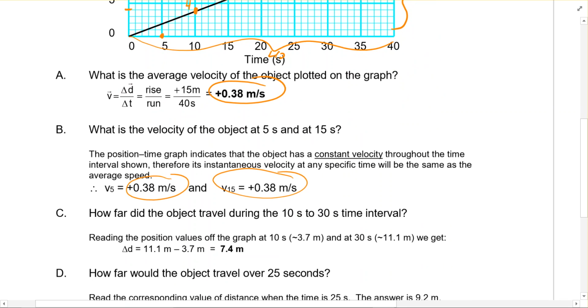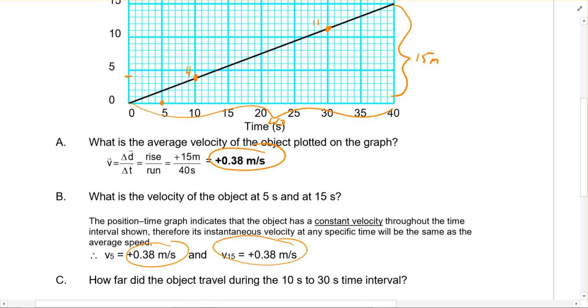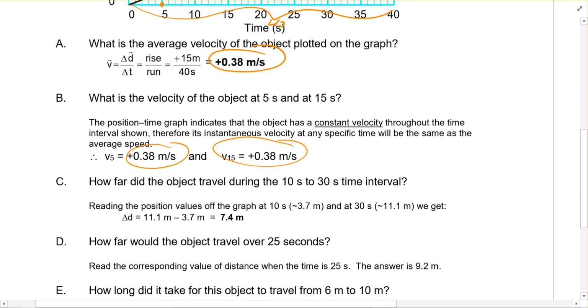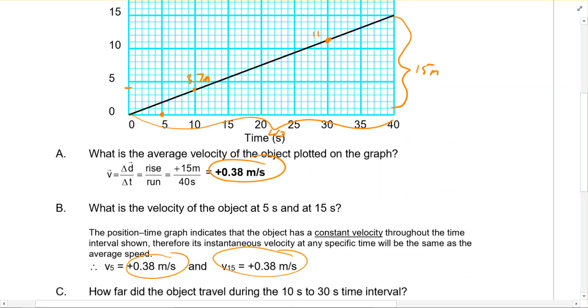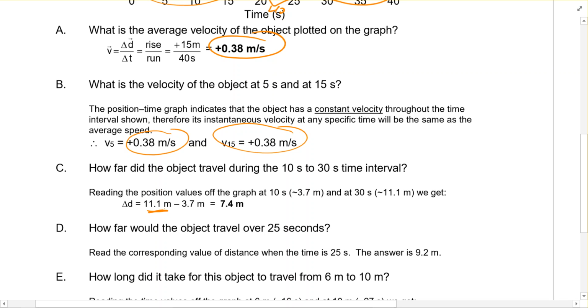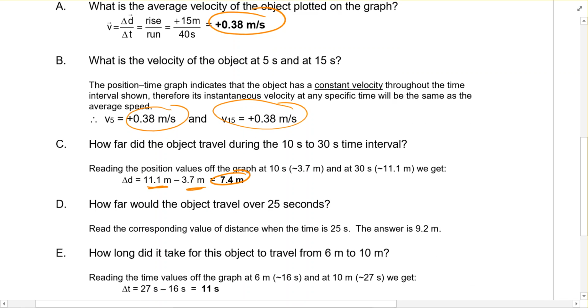And down here, I was a little bit more accurate. I said 3.7, which might be a little bit more accurate than we could be, but we'll do it. 3.7. And then, what do they say down here? 11.1. If we want to figure out the difference in the distance, all you have to do is subtract them. So 11.1 meters minus 3.7 meters is 7.4 meters.